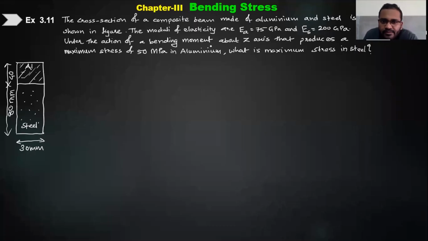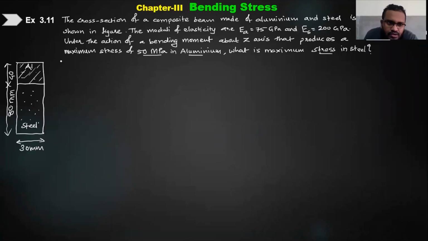Under the action of bending moment about Z axis, that produces a maximum stress of 50 MPa in aluminium. What is the maximum stress in steel? They're saying कि you don't have to calculate any bending moment and everything. Just tell us कि अगर maximum stress aluminium में 50 MPa आता है, तो steel में कितना आएगा? Okay, so how can we calculate this?